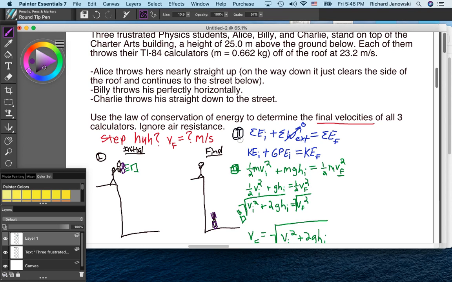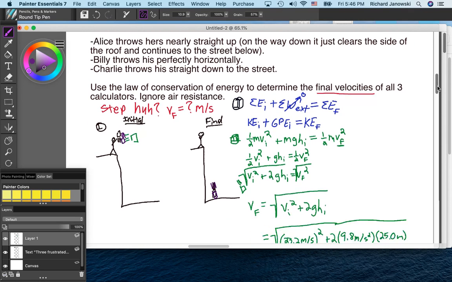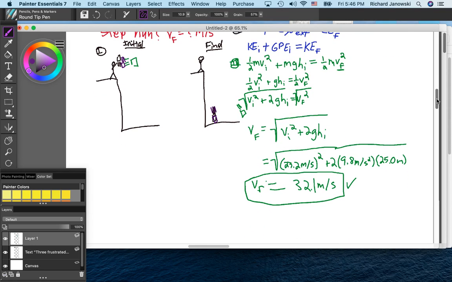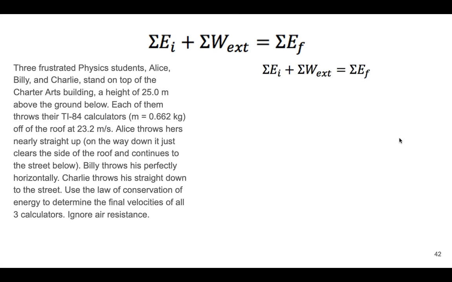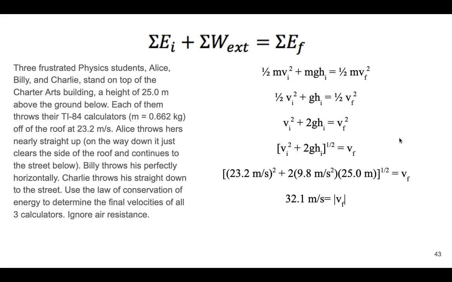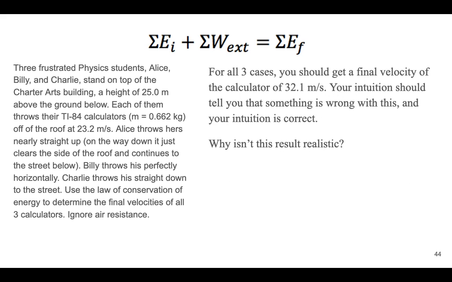We would get the same conservation of energy. This line would be the same. We'd get the same algebra. We'd do all the same stuff, and we would end up with the same number. So kind of surprisingly, all three of them would end up at 32.1 meters per second. Yep, 32.1 meters per second.